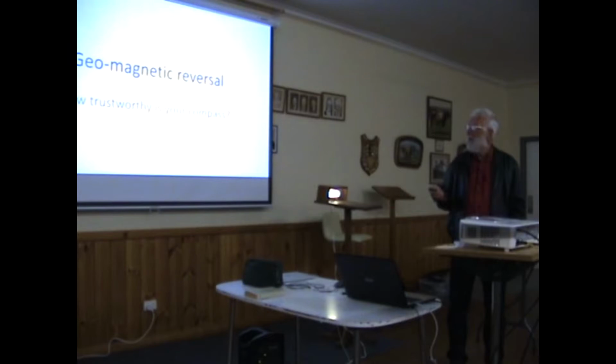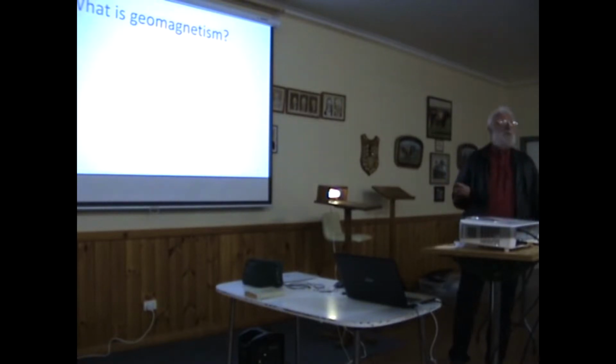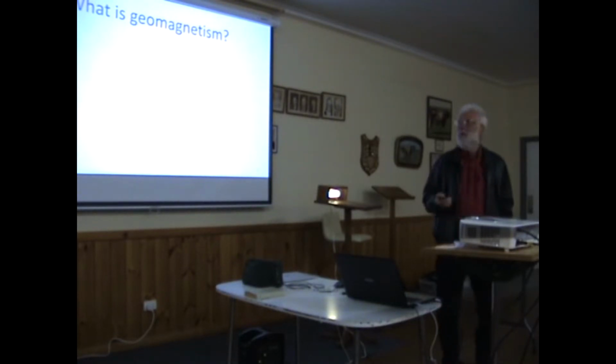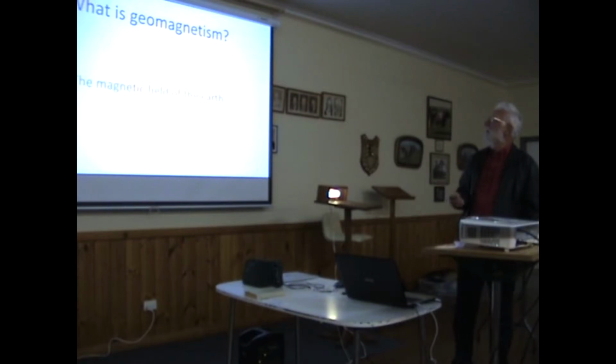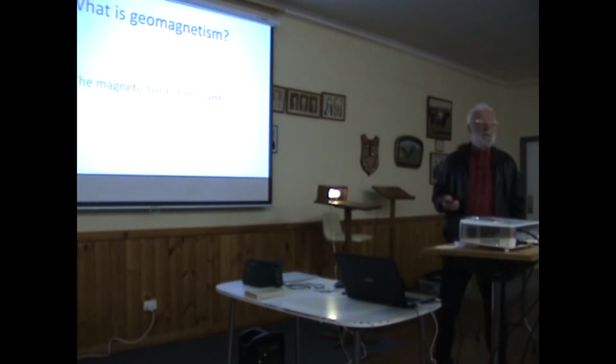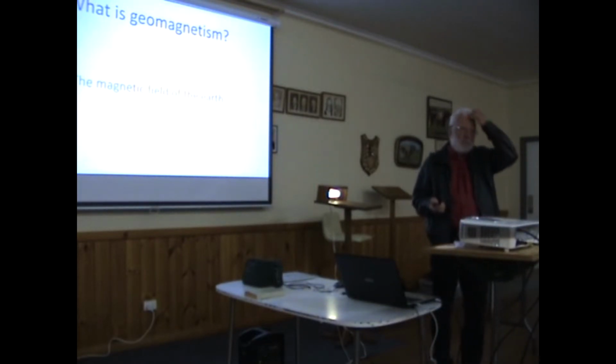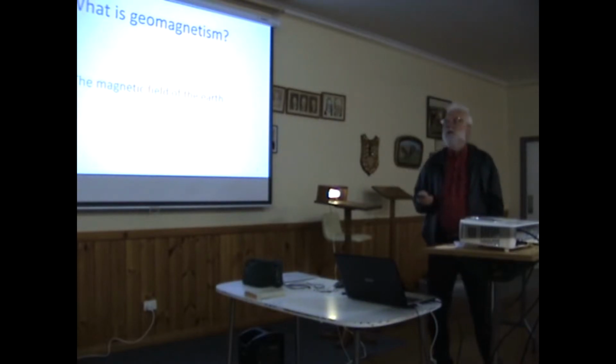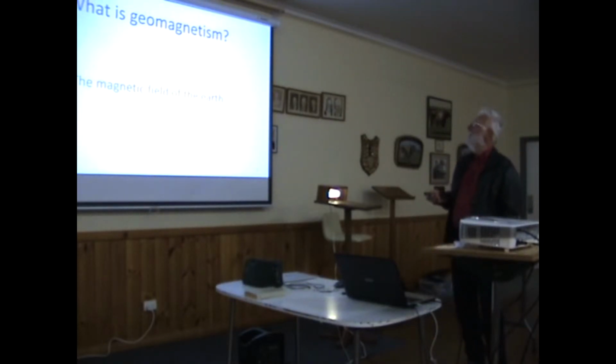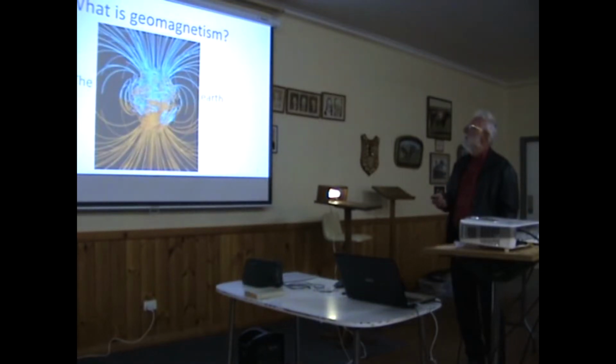But anyway, let's see. So what is geomagnetism? Big word, with or without the hyphen. It's the magnetic field of the Earth. The Earth apparently has a magnetic field. A lot of planets have magnetic fields, but not all. And we'll see more about that later.